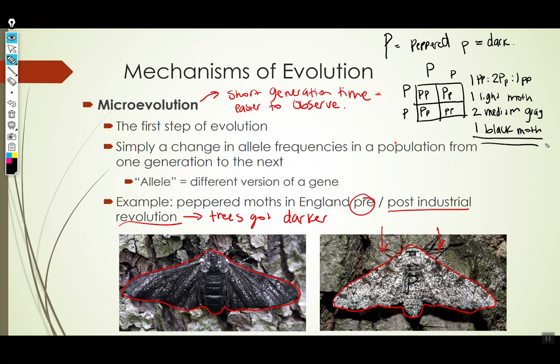And let's say in pre-industrial revolution England, this individual would probably get eaten sooner than his brothers. But as the trees darkened, even though this is a purely recessive allele, and there's a 1 in 4 chance of having that kind of offspring, if there's an increase in survivorship among these individuals, then you're going to have more little p in the population, which means that allele is going to persist because it used to be a disadvantage, but now it's an advantage. So that's kind of the idea behind that.